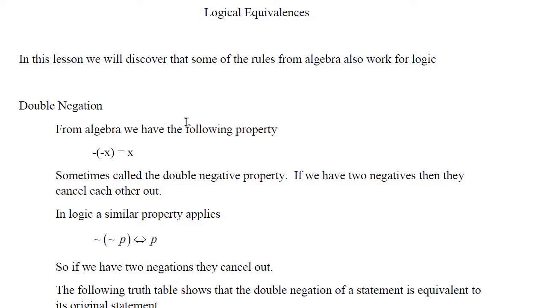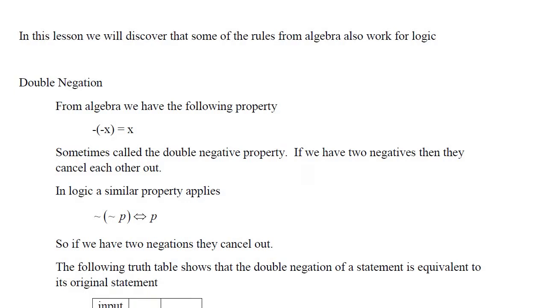Double negation. From algebra we have the following property: the negative of the negative of x is equal to x. This is sometimes called the double negative property. If we have two negatives, they cancel each other out. In logic, a similar property applies. If I have the negation of the negation of p, that is equivalent to the statement p. So, the two negations cancel out.